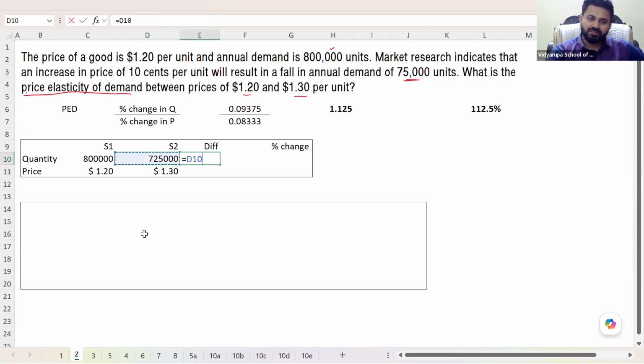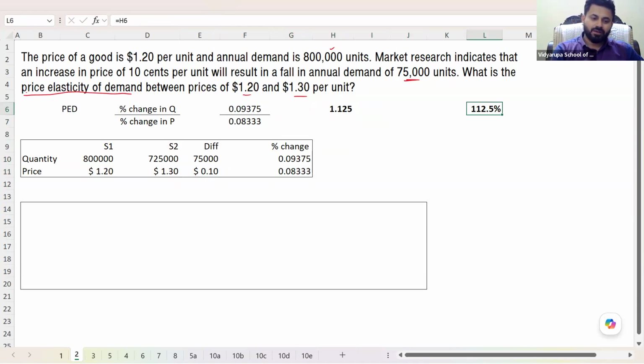So now what is the difference? 8 lakh minus 7 lakh 25,000, a 75,000 difference in demand. As a percentage, the difference is 75,000 divided by the original demand, the current demand of 8 lakh. 75,000 upon 8 lakh is 0.09375, the same percentage that we got here. Similarly, the price is increasing by $0.1, 1.2 to 1.3. So 0.1 divided by the current price of 1.2 is 0.0833, the same denominator. As you can see, the same numerator and denominator, so the answer will come to 1.125 or 112.5%.